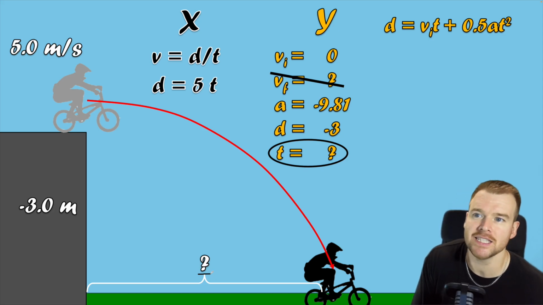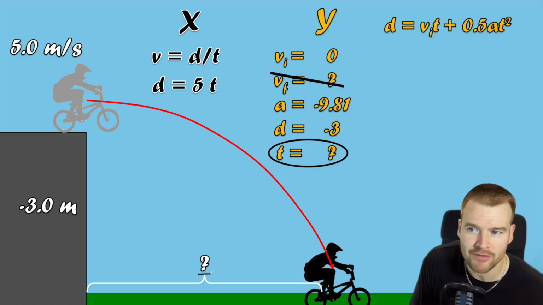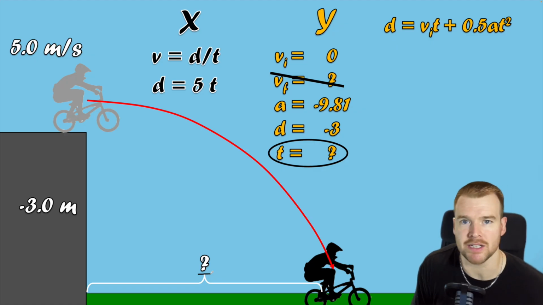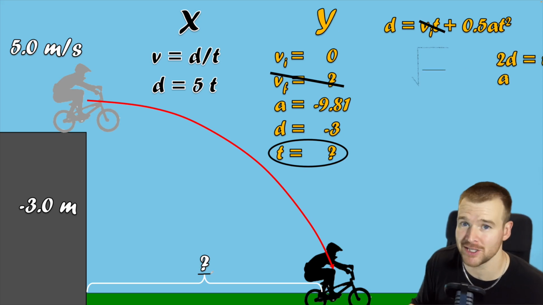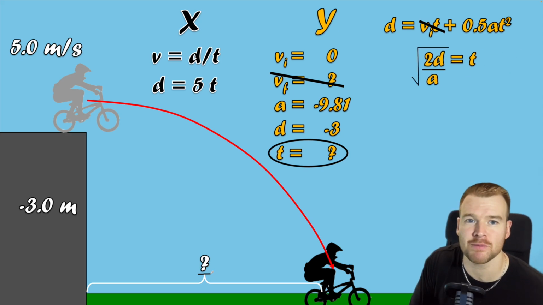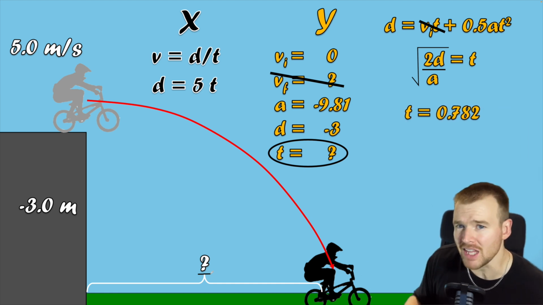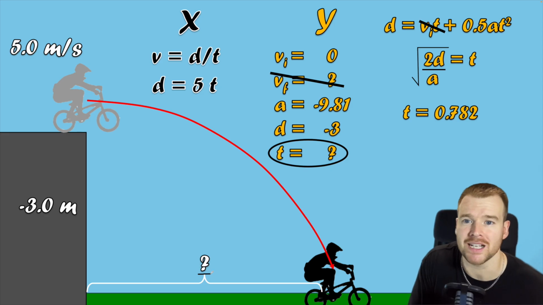Well, VI is 0. 0 times whatever the time is going to be is 0, and that doesn't change it when we add that number. So if time was 1, 0 times 1 is 0, and it won't change our number. So it doesn't matter what that is there. We can cancel out VIT since VI is 0. That makes it much easier to rearrange here. We'll times by 2, divide by A, and square root to get our time. If you plug those numbers in, we should get 0.782 for our time.